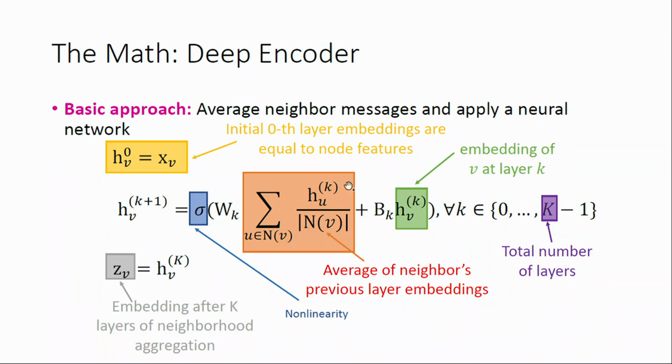So this is essentially the very simple version of a graph neural network, one layer of graph neural network. By stacking and repeating this for k layers, we have the final embedding, which we can use as the node embedding, and which has the information from k-hop neighbors.